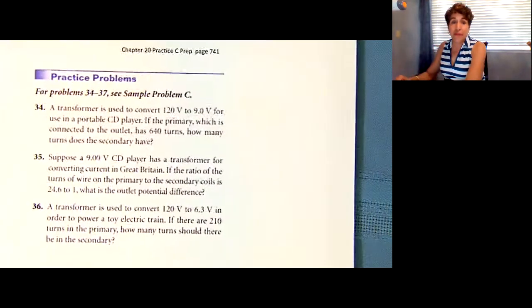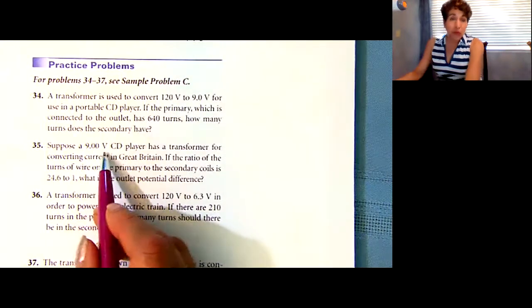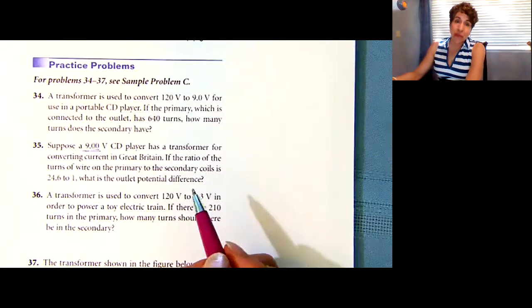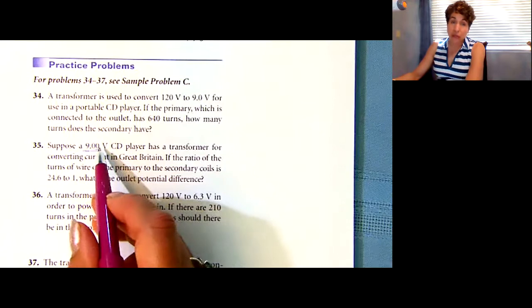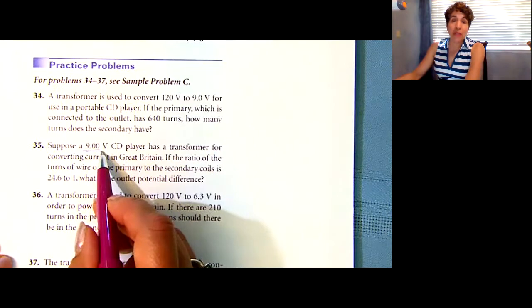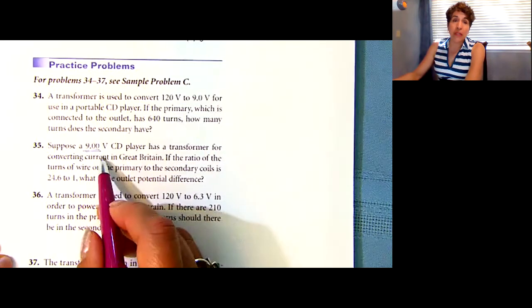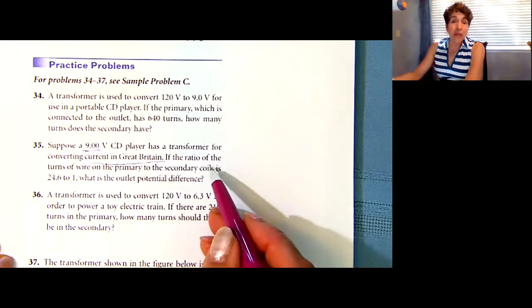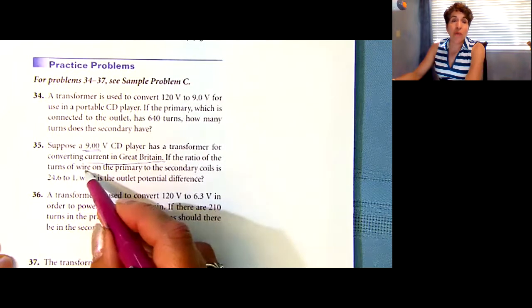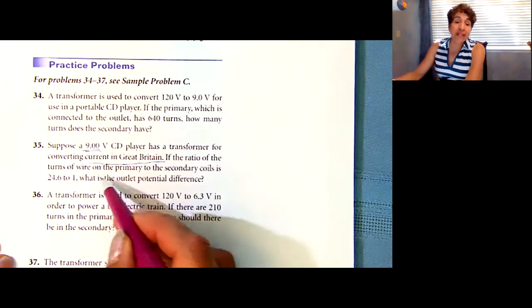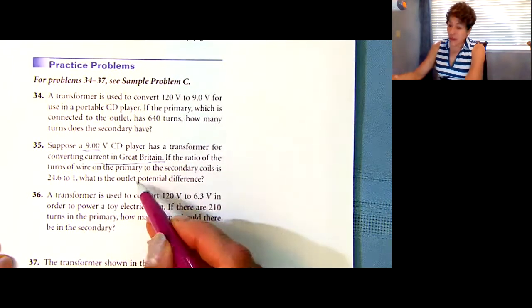Let's look at number 35. Suppose a 9.00 volt CD player. Again, I want you guys to start paying attention to significant figures. You have to give them at least as many significant figures that they give you. Suppose a 9 volt CD player has a transformer for converting current in Great Britain. So you went over to Great Britain in England and you want it to work. If the ratio of the turns of wire on the primary to the secondary is 24.6 to 1, what is the outlet potential difference?